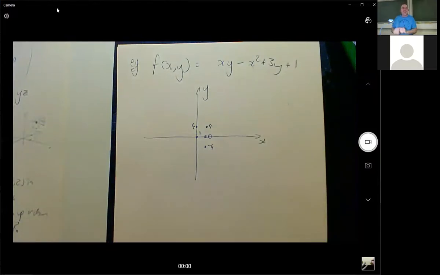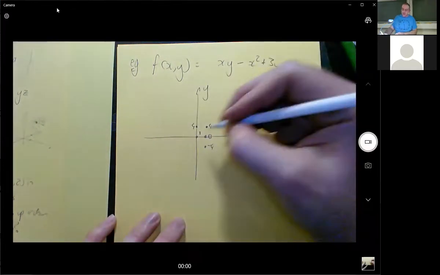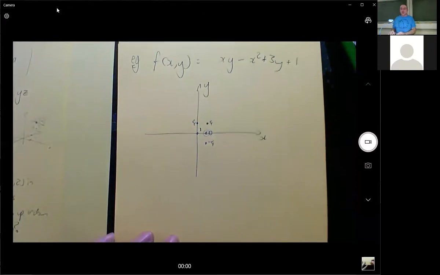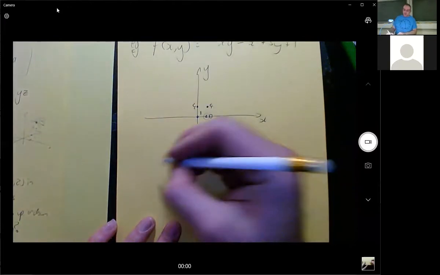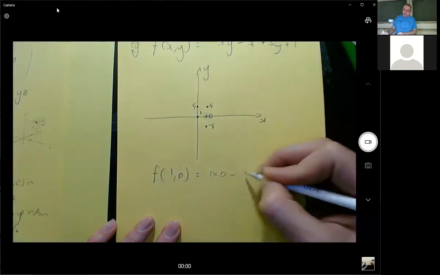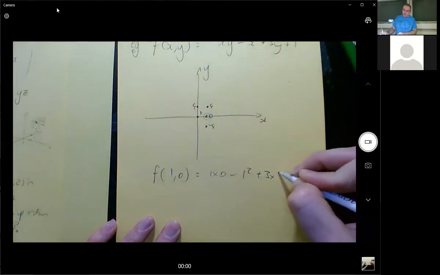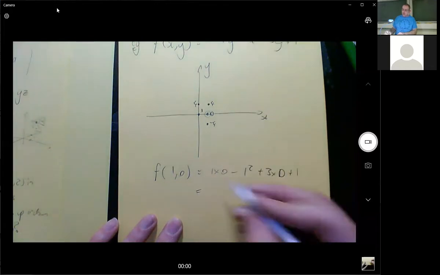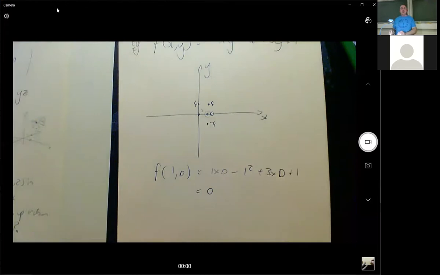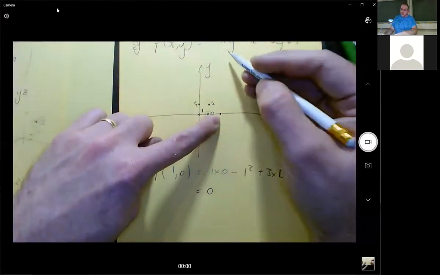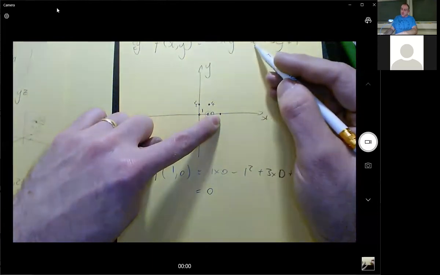Good. So I'm going to start at this point here. It's a coincidence that the answer is 0 at that spot, but I just want to start there. So f of the point 1, 0 is 0. Okay, I'm just going to figure out this point 2, 0: minus 4.